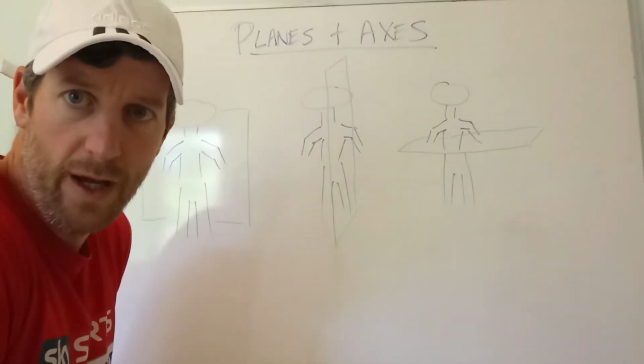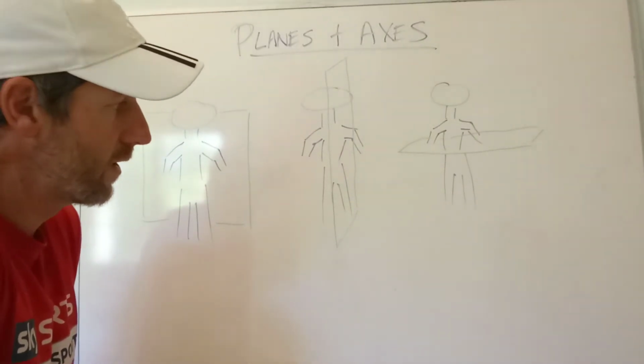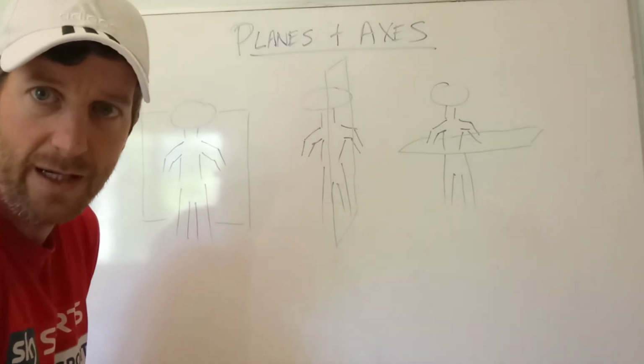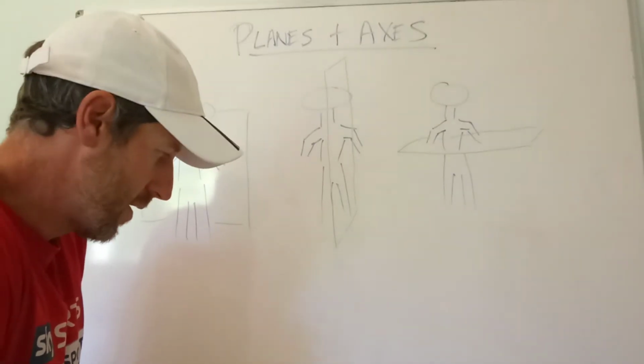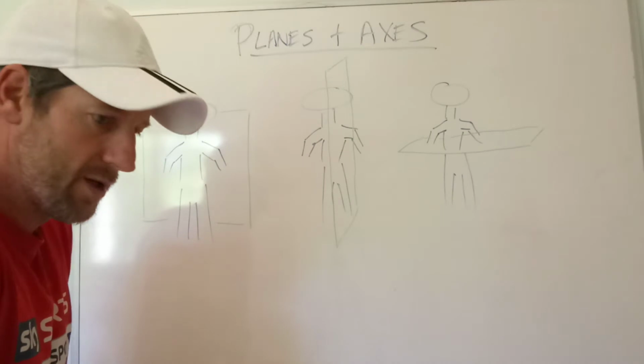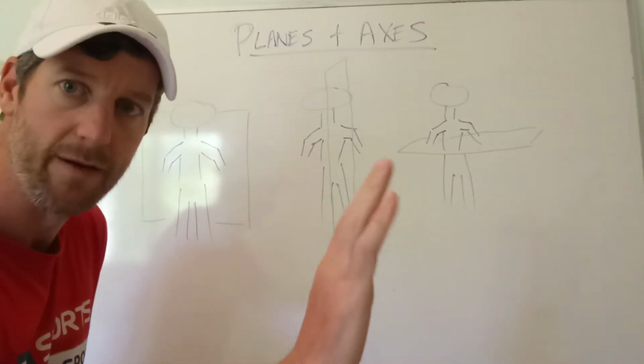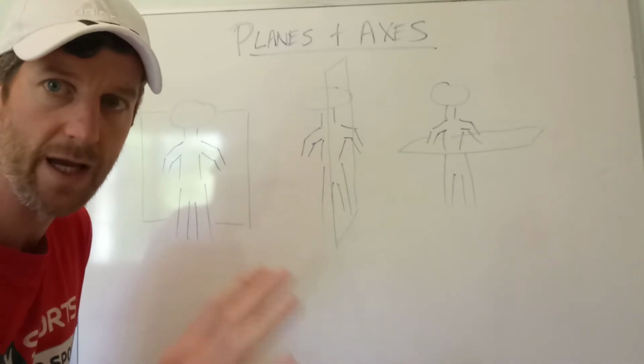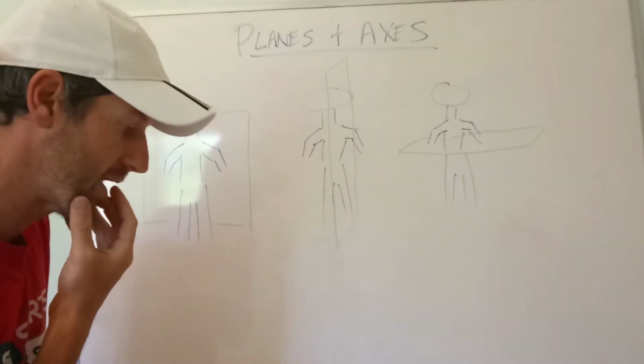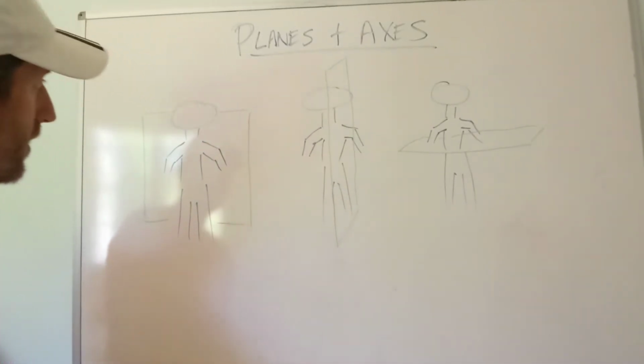Right, so in this lesson today, we're going to look at planes and axes. When we discuss movement, we normally say the movement is happening in a certain plane. There are three different kinds of planes that we're going to look at first. We'll have a look at the axes afterwards.